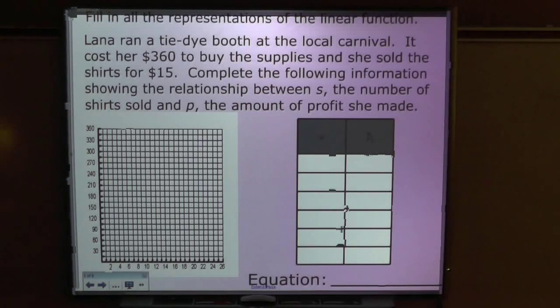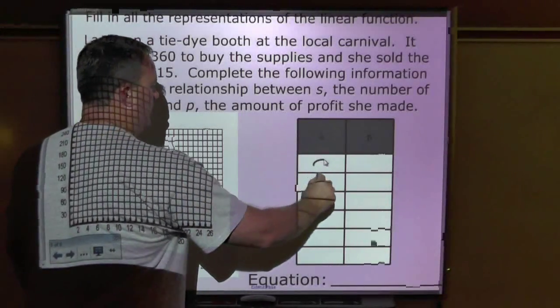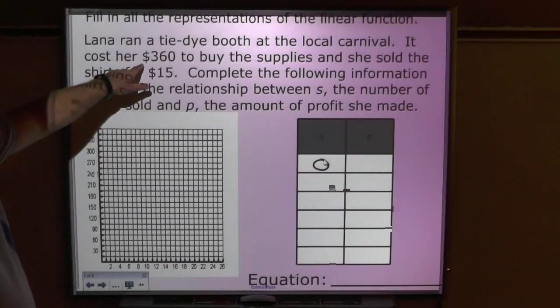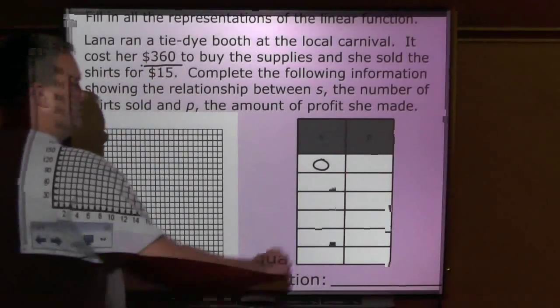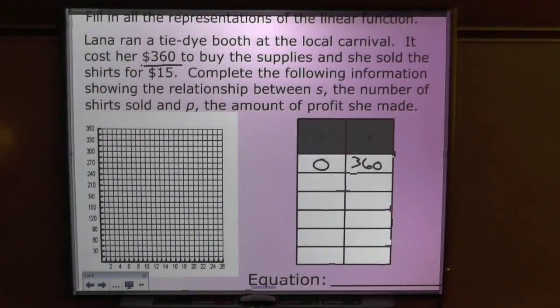When you have something like this, you start off by trying to find the starting point, your initial value. So, S, we start at 0. The reason we start at 0 is because that tells you she has not sold any shirts. She doesn't sell any shirts. When we look at this, where's her money? $360 she's paid so far. Alright, she wants to see how much profit she's made.